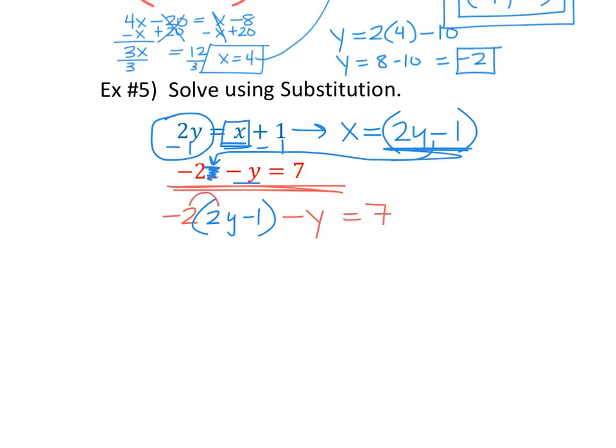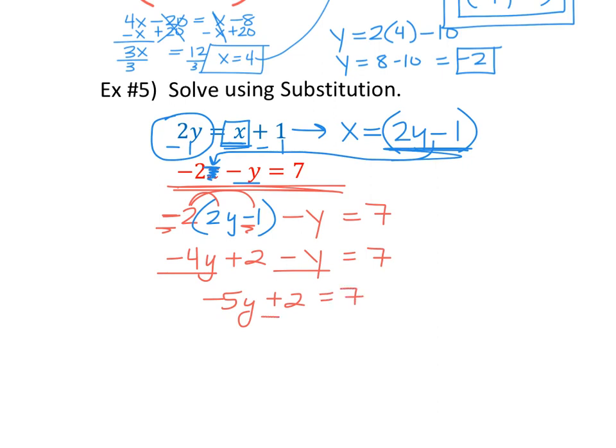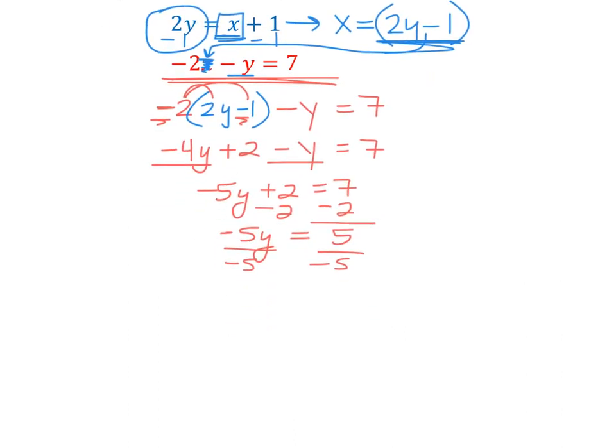Okay, now we're going to distribute this. So this is negative 4y. This is plus 2 because it's minus a negative. Okay, so plus 2 minus y equals 7. So negative 4y minus y, that's a negative 5y plus 2 equals 7. We're going to subtract 2 from both sides. So we get negative 5y equals 5. And now we're going to divide by a negative 5. So my y value is negative 1.